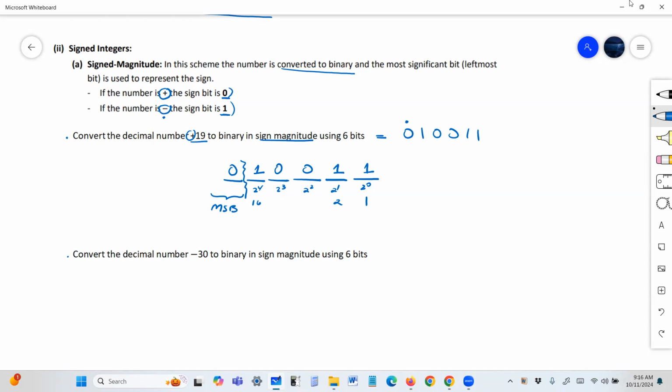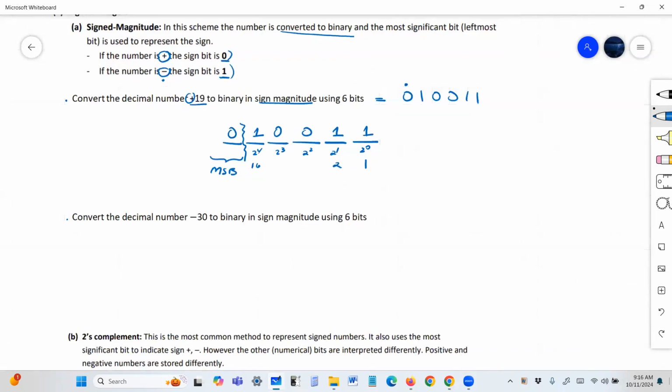If the number is 30, for example, or minus 30, as you see here, the same thing applies. Let's use 6 bits, sign magnitude representation. So 1, 2, 3, 4, 5, and 6. Again, the leftmost bit, or the most significant bit, is used to represent the sign. Now, in this case, it's minus, so I have to put a 1 here. And now, in the remaining 5 bits, I have to write 30.